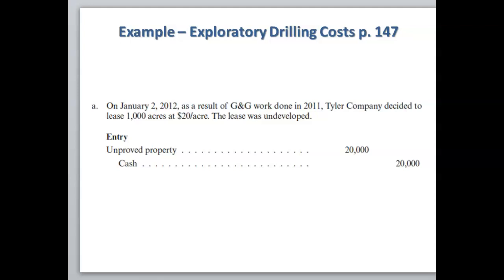For example, on January 2nd, as a result of G&G work done in 2011, Tyler Company decided to lease 1,000 acres at $20 an acre. The lease was undeveloped. Lease acquisition costs are going to be capitalized. So we're going to debit unproved property for $20,000 and credit cash.